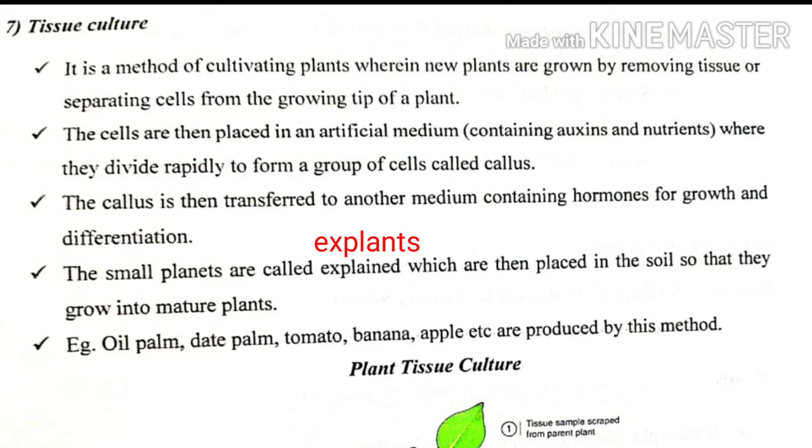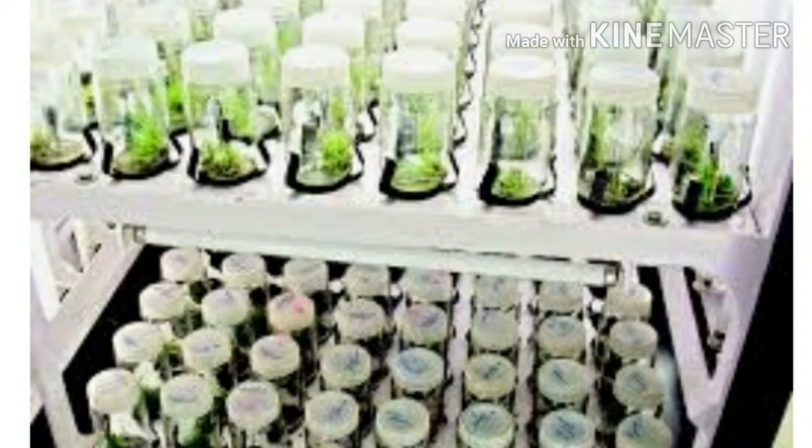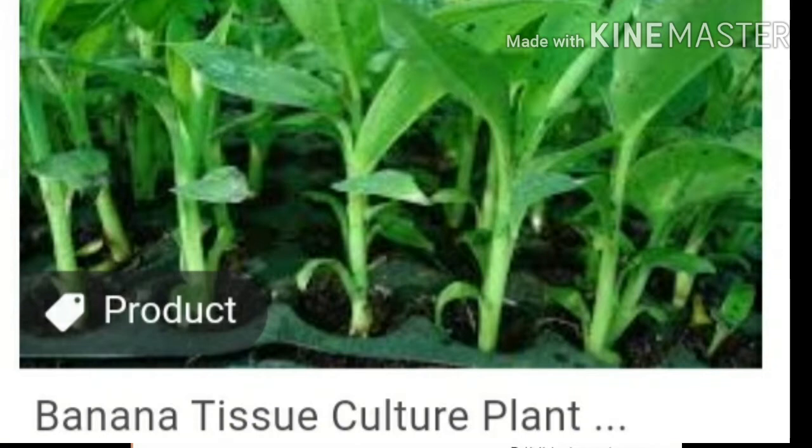With tissue culture, we can propagate a large number of plants within a very short period of time, and once we make sure that these plants have grown into the seedling state, they can be safely transferred onto the field or other plant growing places. Okay, so examples are oil palms, date palms, tomato, banana, apple, etc. These are all produced by this tissue culture technique.